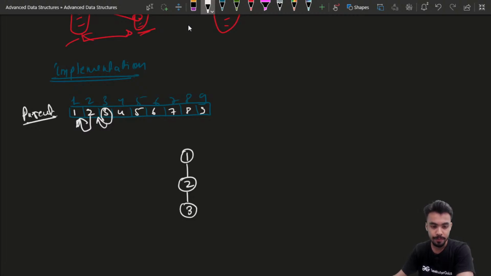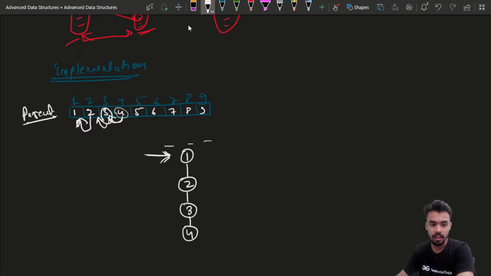Okay, and similarly if 4 and 3 get connected, then you are going to make the parent of 4 as 3 and connect it in this way. And 4 is going to get connected here. So the parent of 4 is 3 but the parent of 3 is 2 and the parent of 2 is 1. So ultimately for all of these values the parent is going to be 1 only.